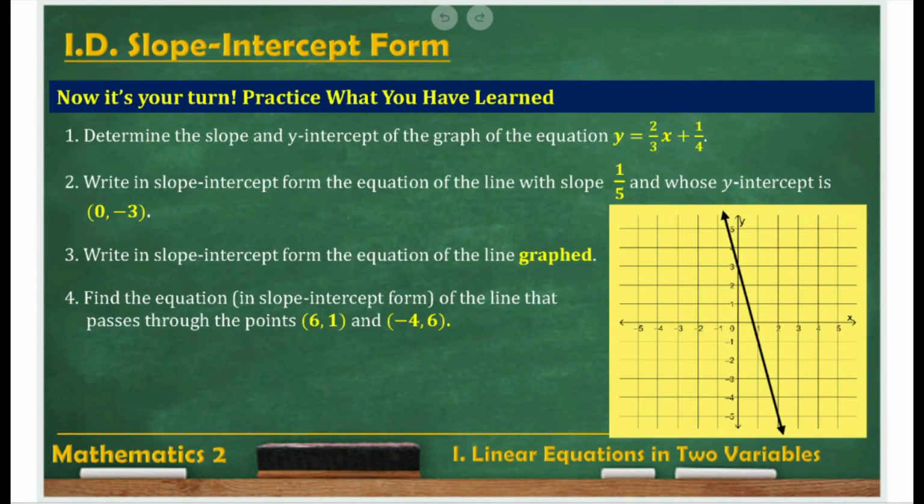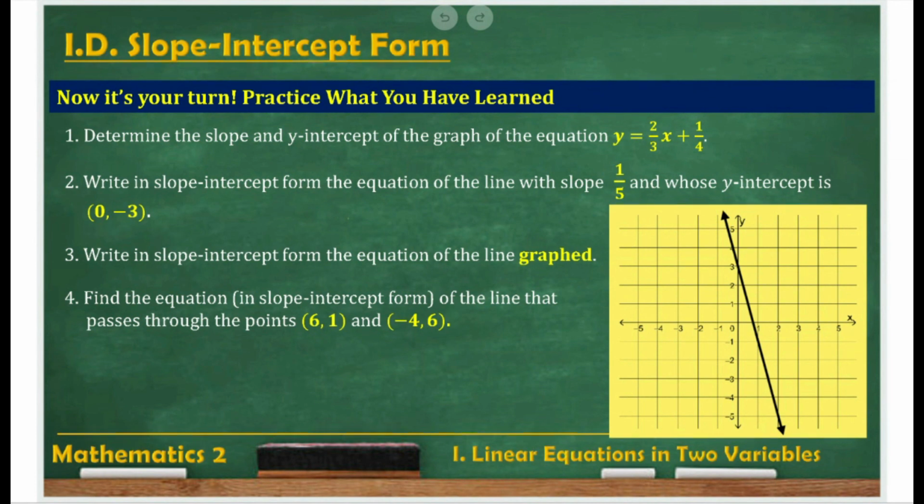Okay, so now I want you to try to solve the following problems. Answer the following and then try to comment down below your answers. Number 1, determine the slope and y-intercept of the graph of the equation y is equal to 2/3 x plus 1/4. Number 2, write in slope-intercept form the equation of the line with the slope 1/5 and whose y-intercept is 0, negative 3. Number 3, write in slope-intercept form the equation of the line graph.